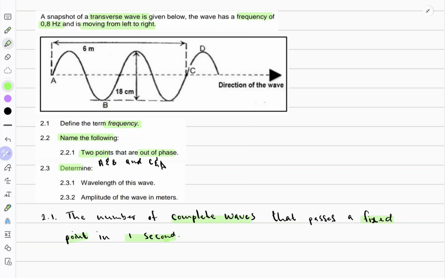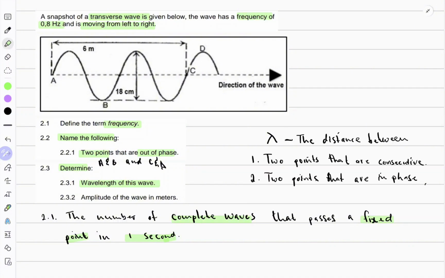The next question says determine the wavelength of this wave. So to find the wavelength, you need to bear two things in mind. This is what you have to bear in mind. The wavelength is the distance between 2 points that are consecutive. That means these 2 points follow each other, and these points also have to be in phase.